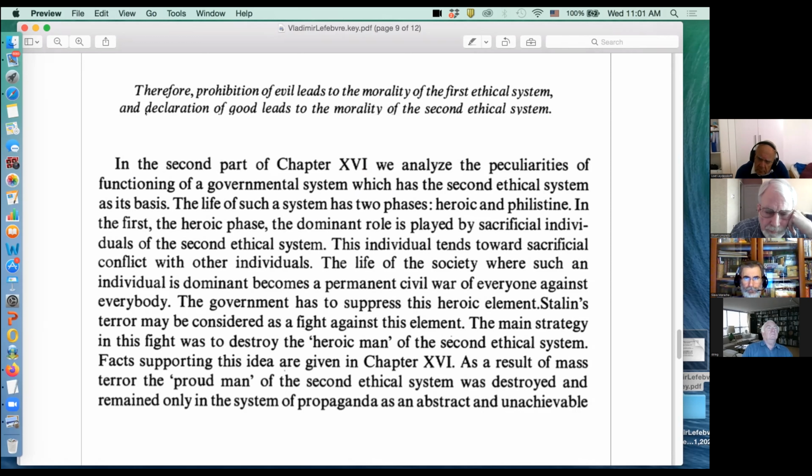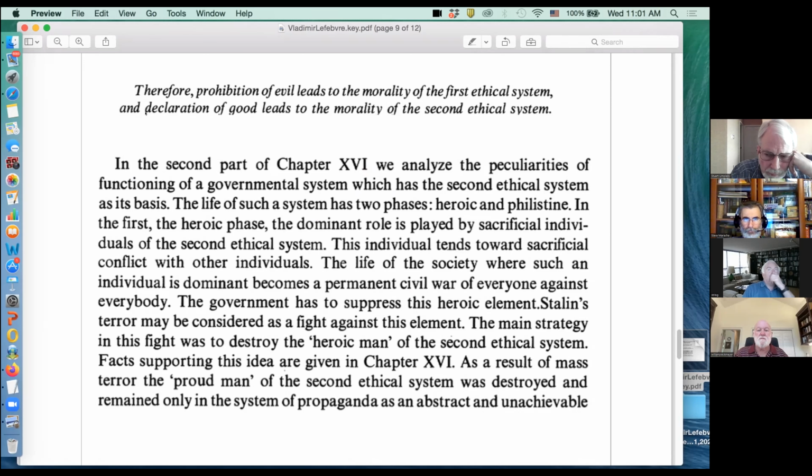And I think the book is really worth a lot of thought because he has given a lot of thought both to it at the qualitative and usual language level and also in his own interaction with the system that he invented. So I'm just going to read a couple of these and we can think about them. And you can look at more of this if you're interested by getting his books. He said, therefore, prohibition of evil leads to the morality of the first ethical system, and declaration of good leads to the morality of the second ethical system.